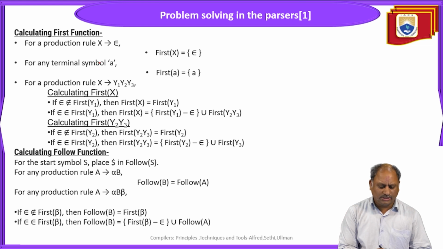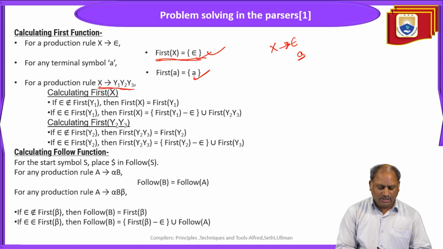These first and follow functions can be defined with the help of rules. The first rule: if x is epsilon, that means the non-terminal contains only one symbol and that symbol is epsilon, then first of x contains epsilon only. If it is a terminal only, then first of x is that terminal. If x is a variable, it may be a combination of several variables.